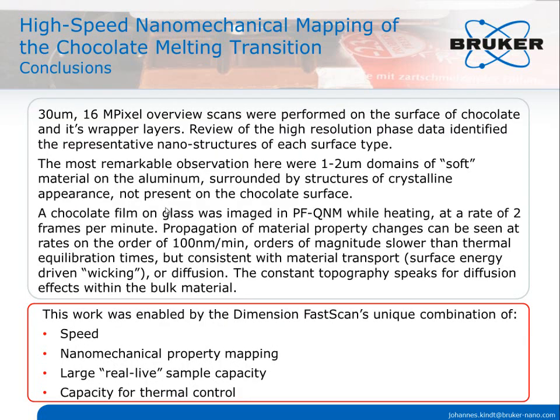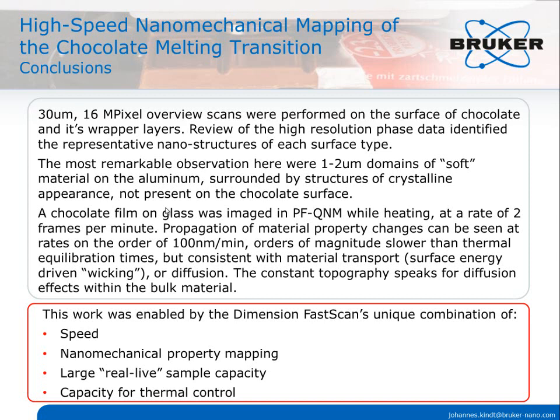Conclusions: 30 micron 16 megapixel overview scans were performed on the surface of chocolate and its wrapper layers. Review of the high-resolution phase data identified the representative nanostructures of each surface type. The most remarkable observation here was 1 to 2 micron domains of soft material on the aluminum, surrounded by structures of crystalline appearance not present on the chocolate surface.